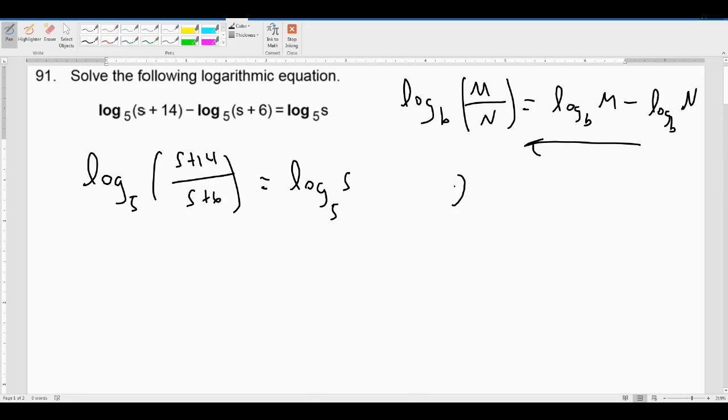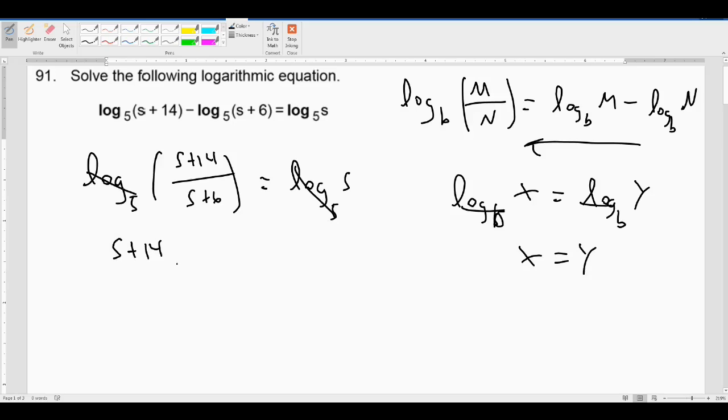Now there's another property that says if you have log base b of x equals log base b of y, those logs cancel out. That means that x equals y. That's kind of what's going on here. These logs are going to cancel out, and it's going to leave us with (s plus 14) over (s plus 6) equals s. So I'm going to put the s over 1.